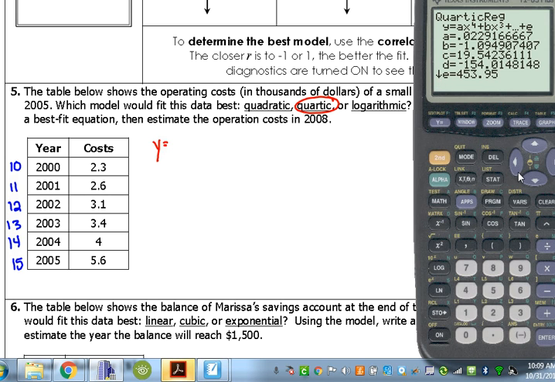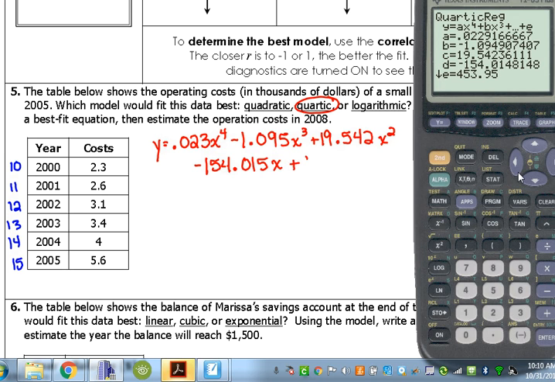So here's our model. Y equals 0.023x to the 4th minus 1.095x cubed. And here's why I really like to put it in the graph, because I don't have to write all this stuff down. x squared minus 154.015x plus 453.95. Whew, what a model, right? It's a long one because it's 4th degree, so we go all the way from power of 4 down to a constant. So if we're estimating the operating cost in 2008, what are we going to plug into our equation?